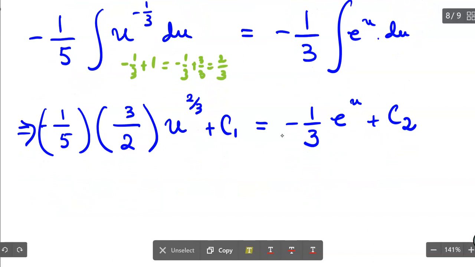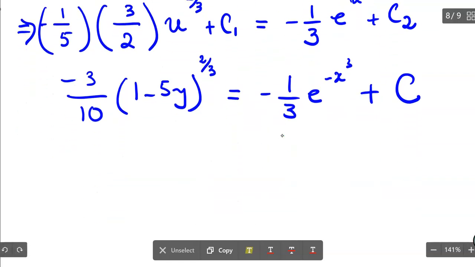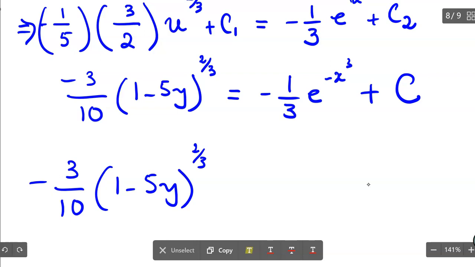So now I'm going to simplify and substitute in the variable. In here I should have negative 3 over 10 multiplied by, I let u equal to 1 minus 5y, so that will be to the 2/3, negative 1/3 and then e to the negative of x to the exponent 3. On this side, I will let it equal to c. But the question asked me to express my equation explicitly for c, so I'm going to move this over to the side of the equation. 1 minus 5y, all of it raised to the exponent 2/3, plus 1 over 3 e raised to the exponent negative of x to the exponent 3, equal to c.